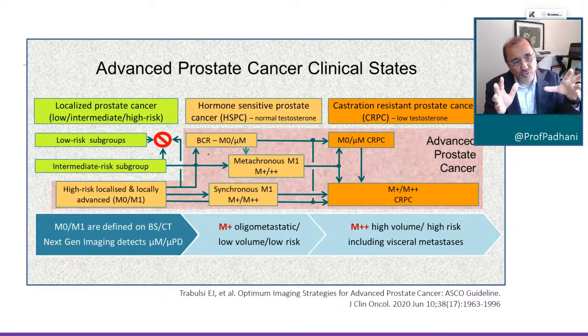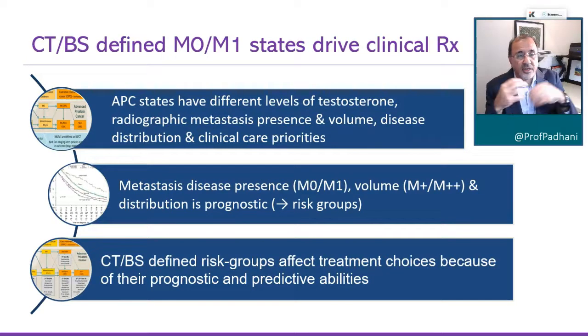Now, the important thing for you to recognize is that the presence or absence of metastatic disease and its volume is determined by bone scans and CT scans. So you can see that next-generation imaging is therefore detecting microscopic metastatic disease or microprogressive disease, and this is not incorporated into this model.